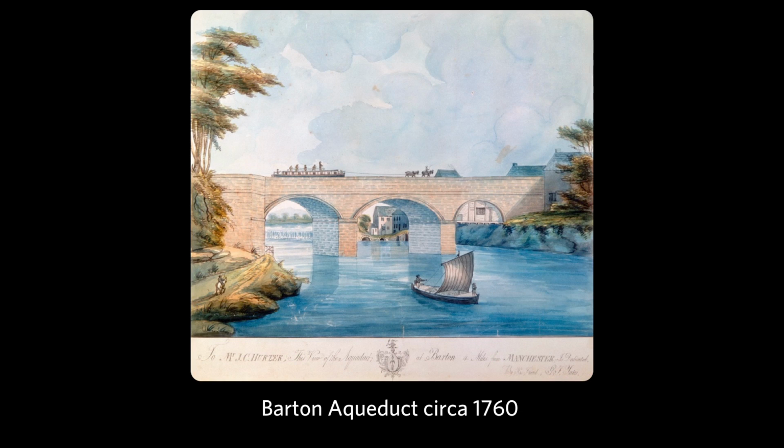The Barton Aqueduct of 1760 is an example of what was done prior to the Industrial Revolution. Everything has wind, human, and animal power. For example, you see the boat being pulled by horses. The Barton is an arch form, a pre-Industrial Revolution stone bridge with Roman form.